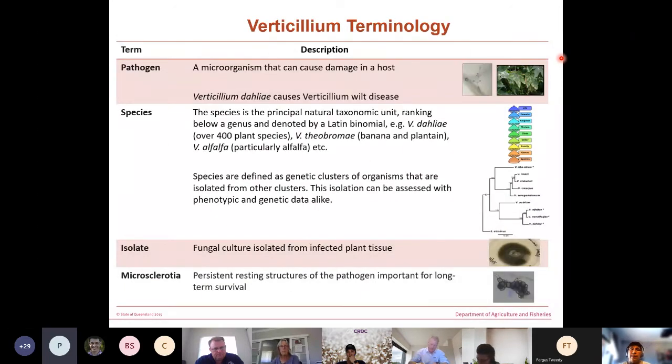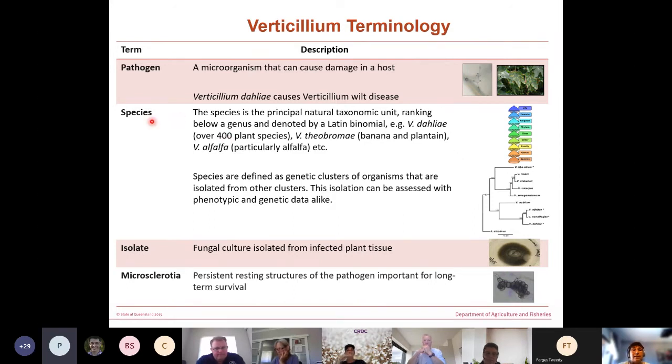I've been asked to talk a little bit about some of the terminology which might be confusing or unfamiliar. So I'll just run through this. So what is a pathogen? Well, it's a microorganism that can cause damage on a host. So this is Verticillium dahliae, the spores, and this is disease. So a pathogen is any microorganism that can cause disease on a host.